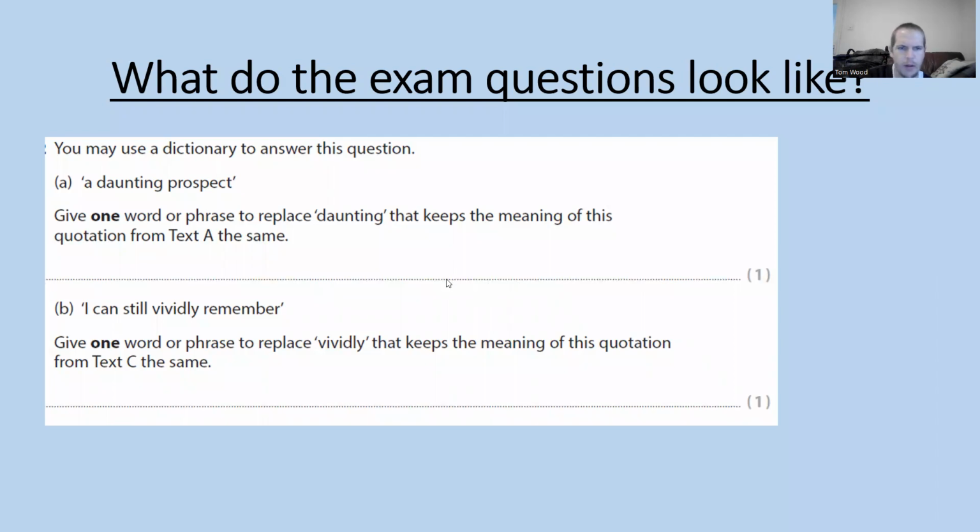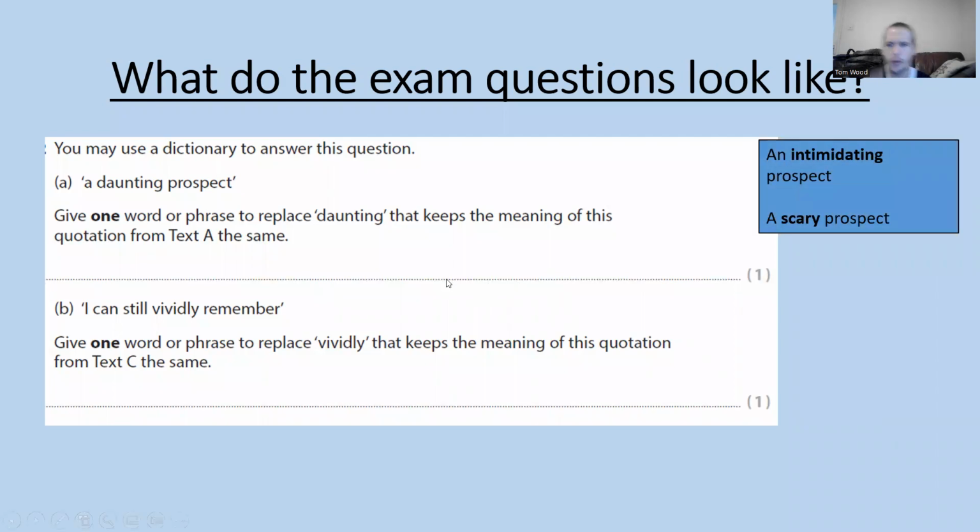Okay, so let's have a bit of a look here then. So for "daunting prospect", and again, I've just put two kind of ideas here. There are various different ones as well. But this could be an intimidating prospect, a scary prospect. You could delve a little bit more into it, you could have a difficult prospect, because again, it's the idea of daunting. It could be because of its difficulty, so that would also be a mark there.